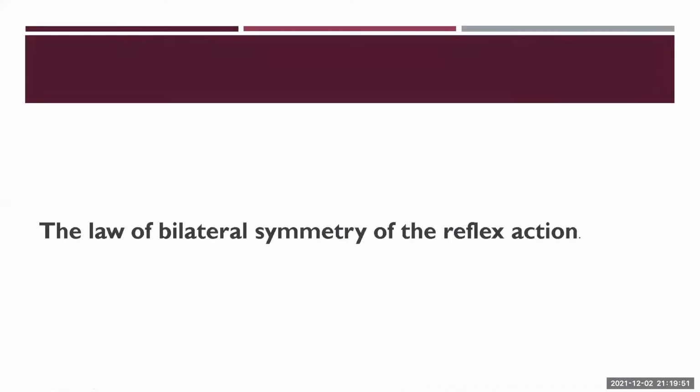Then that is the first law. The second law is the law of bilateral symmetry of the reflex action. So here he is explaining that if we are exciting a sensory nerve on one side of the body, as I said, it will result in unilateral reflex. That means the reflex will be produced on the same side of the body.